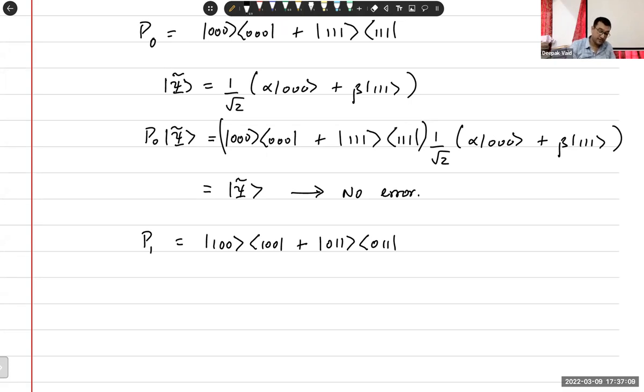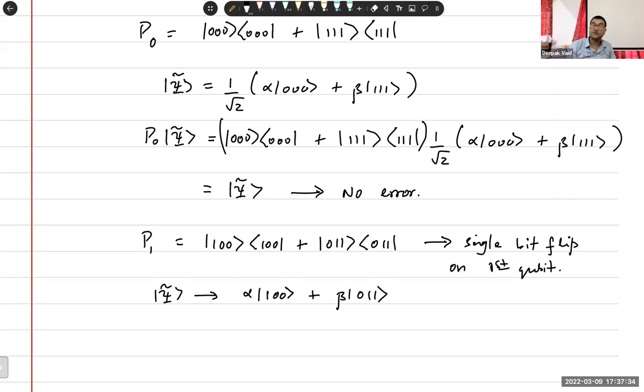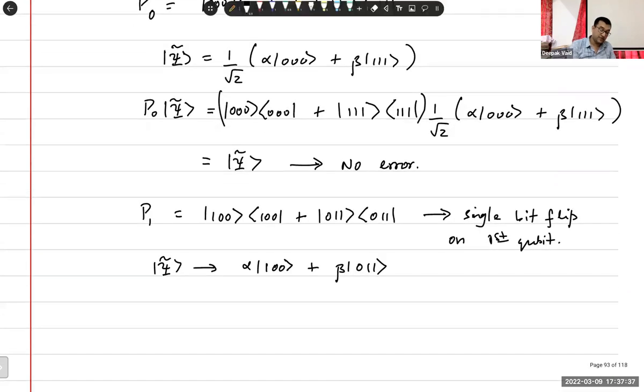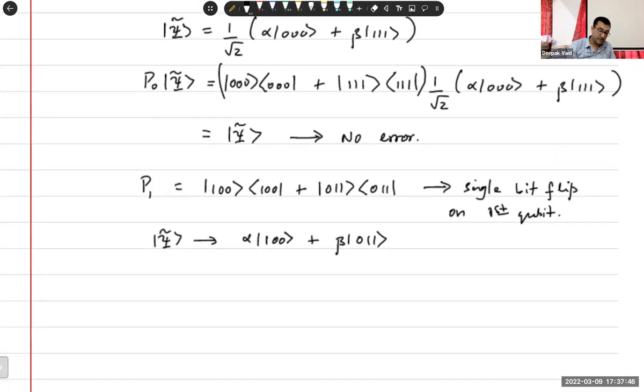So what is this projector doing, right? This is projecting onto the case when there is a single bit flip, right? There's a single bit flip on the first qubit. So if there is a single bit flip on the first qubit, what will happen to psi? Psi will go to 100, 011, right? And so that's what this projector is doing. This state is 100 and this state is 011. So once again, let me call it psi prime.